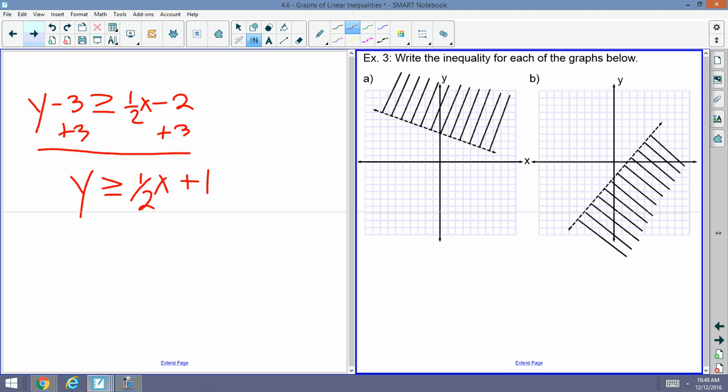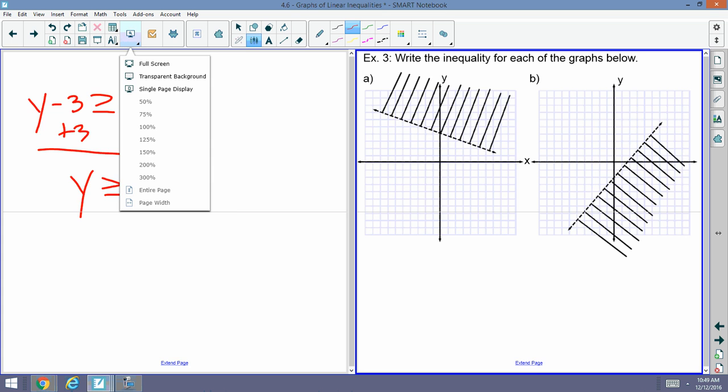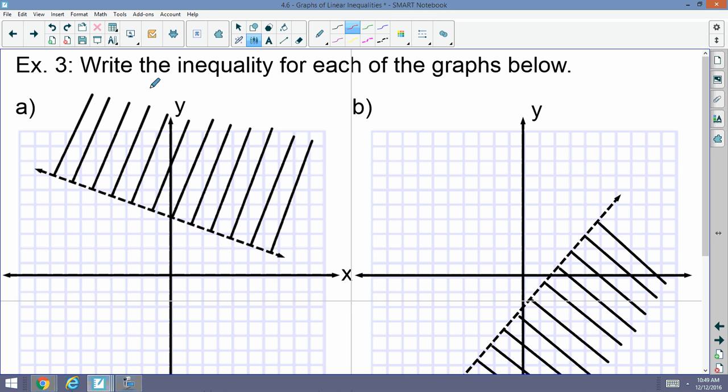Okay, now for this one. Don't be afraid, okay? I don't mean that sarcastically. You've got the skills. First of all, it's a dashed line, and there's shading above. So what do you know right off the bat? That y is greater than. Great start. Give yourself some kudos for that. Good job. At least you understand it.